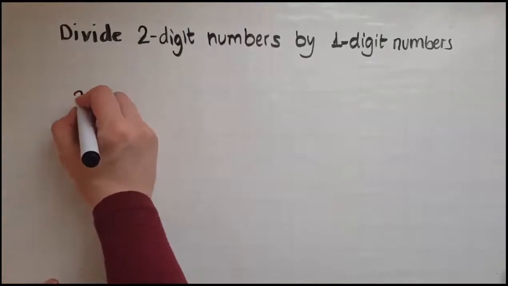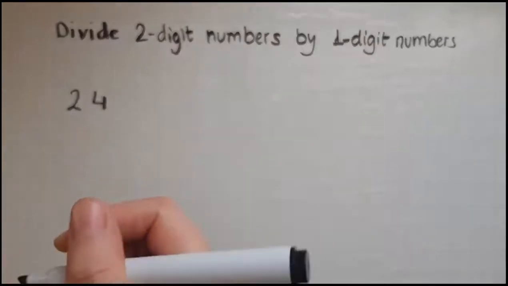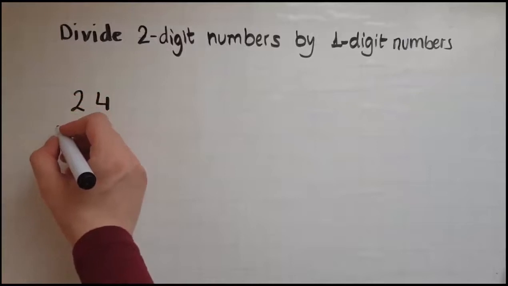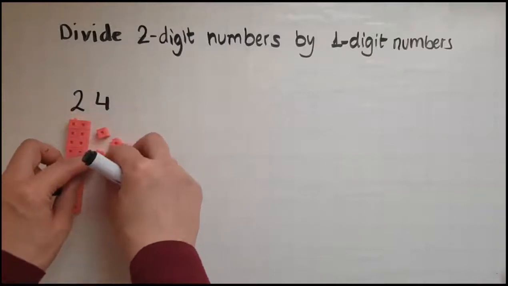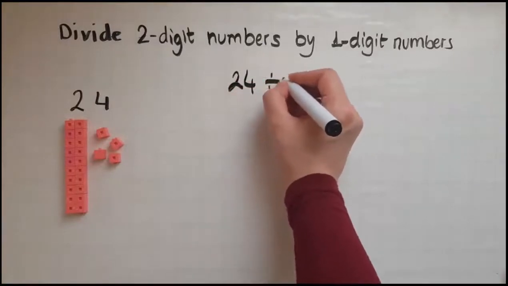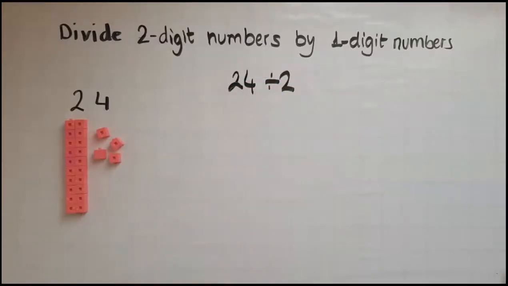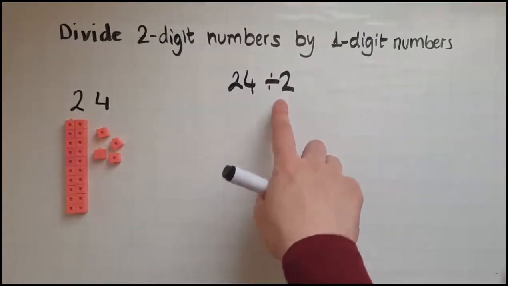I've got 24 cubes. I want to share them equally, because division means to share equally. Divide them equally into 2. So there I have 24, and I want to divide 24 by 2. That's the same as saying there would be 2 people sharing them equally.